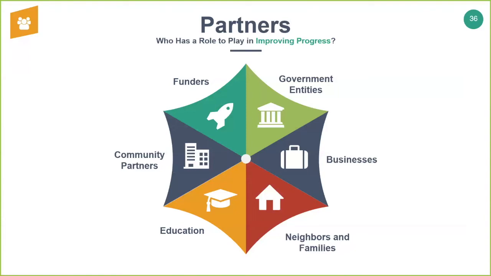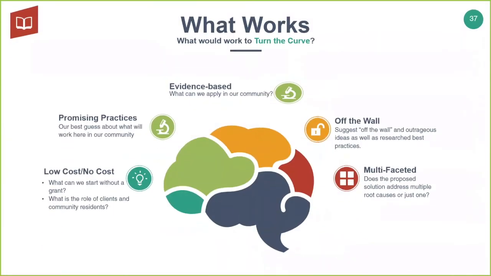And when you list your partners, you can also jump back to the next one, which is what works. So what is that partner going to do? But when you brainstorm this initial what works, it really is a brainstorm. So evidence-based practices, promising practices. Mark talks about low cost and no cost solutions. I think this is really critical to think about what can we start without a grant? How can we just do things differently?